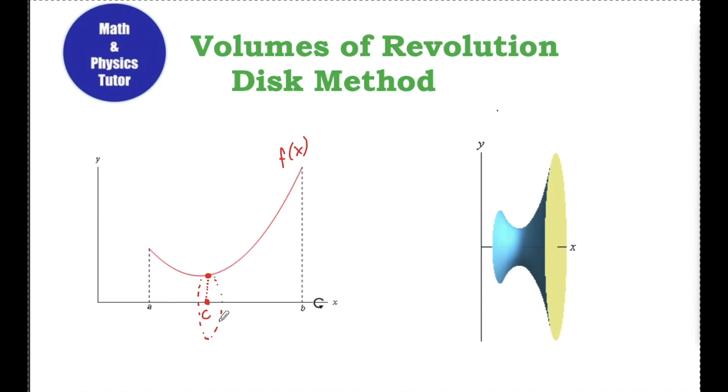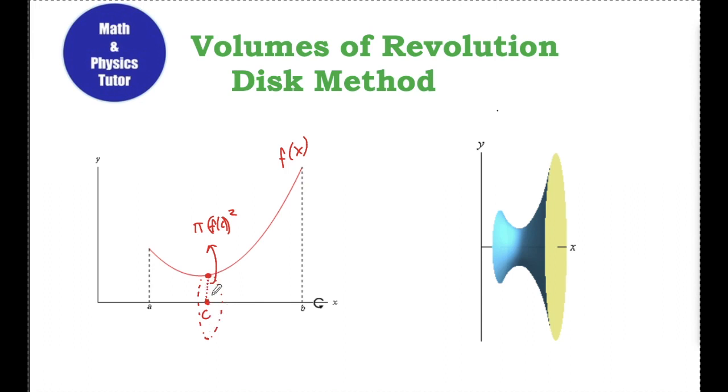If I wanted to find the area of just this specific circle, the area would be pi times the radius of the circle squared. Well, if the x value here is c, and I'm just drawing a circle centered at that axis of rotation, the x-axis, this distance is my radius. So that would really just be f of c. So pi f of c squared would give me the area of this circle.